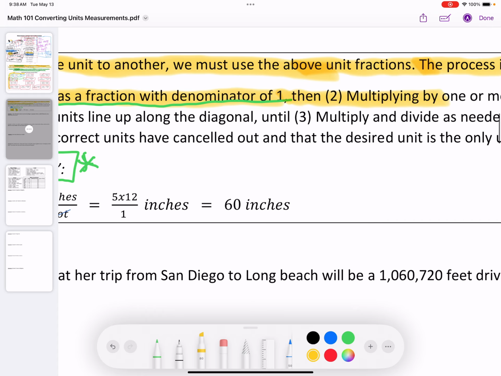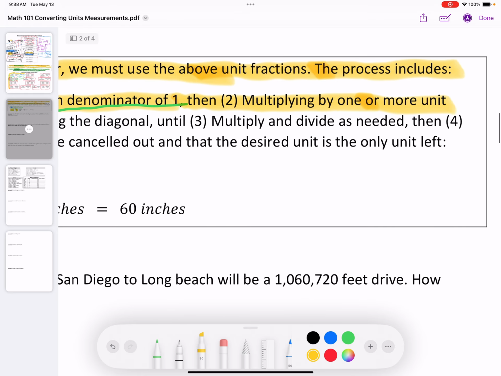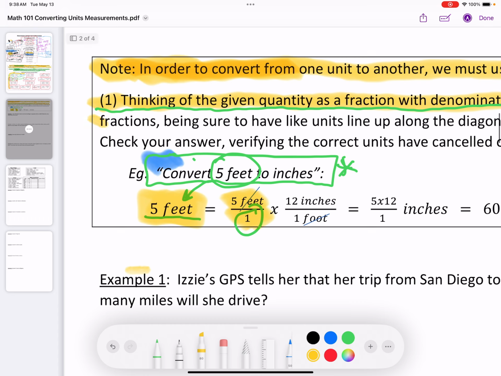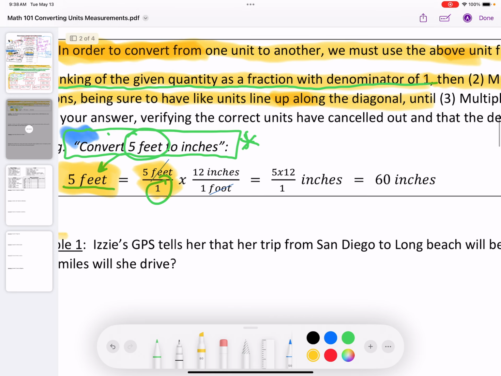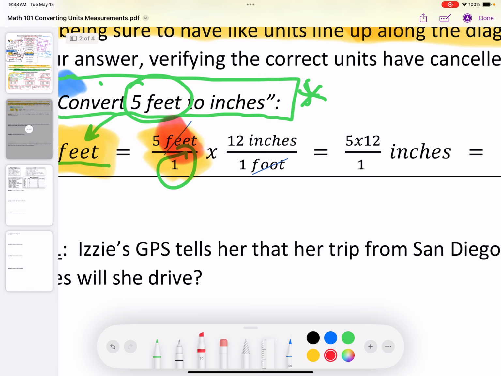Then we're going to multiply by 1 or more unit fractions, being sure to have like units. This is kind of the complicated part. Be sure to have like units line up along the diagonal. So what you want to do, like it just said, is see like units along the diagonal. For example, here I have feet and here I have foot. Feet, foot, it's the same unit, just plural or singular, right?